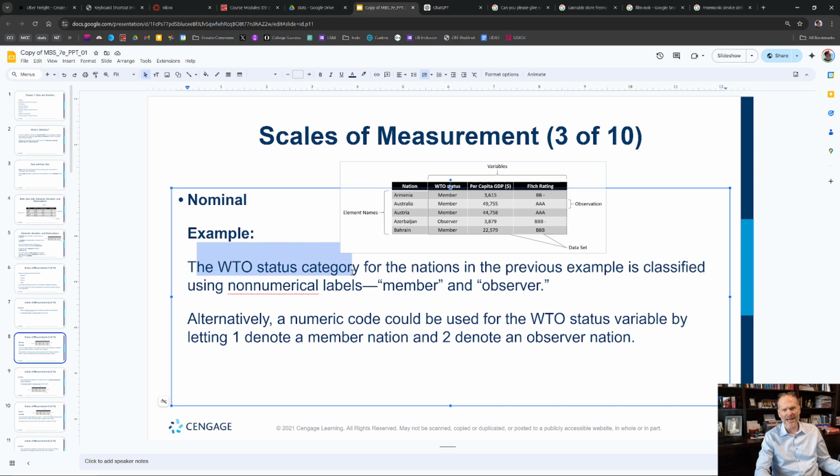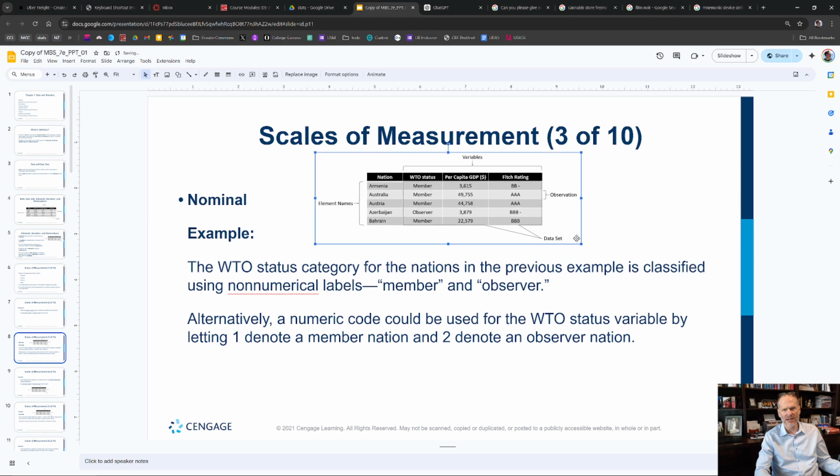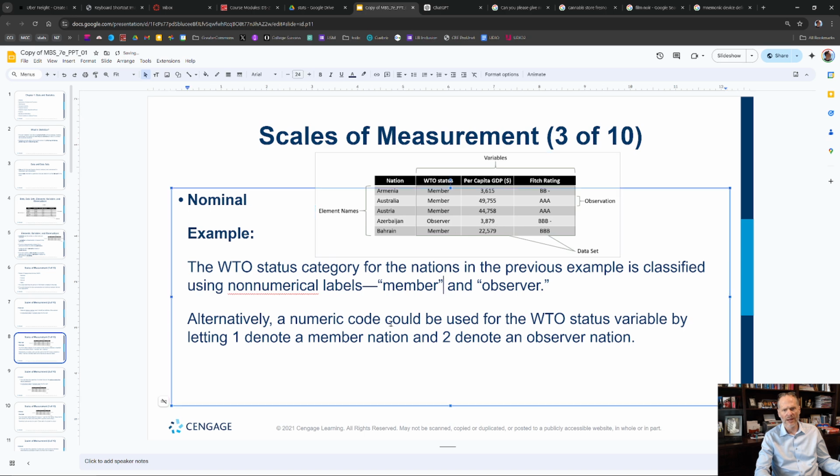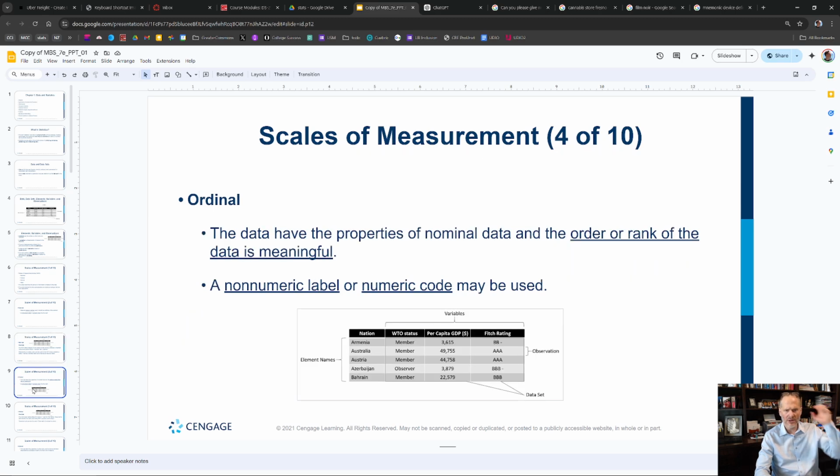The WTO status category for the nations in the previous example, this one right here, is classified using non-numerical labels, member or observer. Alternatively, a numeric code could be used for the WTO status variable by letting 1 denote member nation and 2 denote observer nation. So instead of entering member or observer, we could enter 1 or 2 in our table, and 1 would mean member and 2 would mean observer. So yeah, the data stored in the WTO status variable is nominal data. Then we have ordinal.